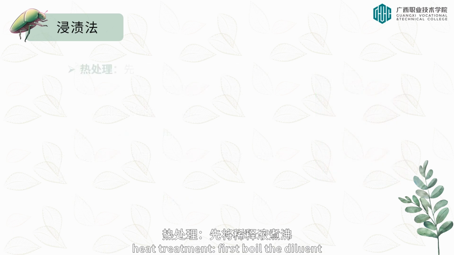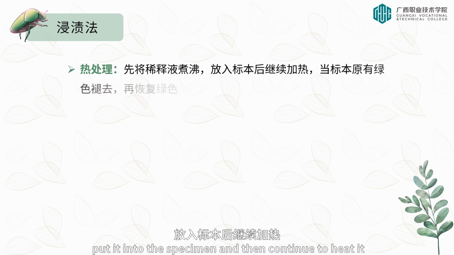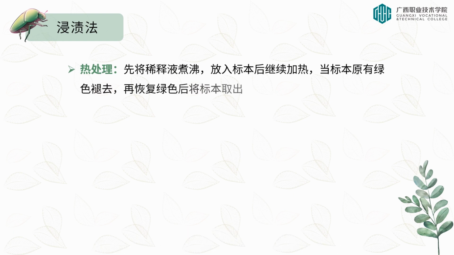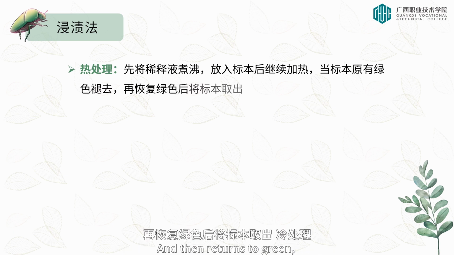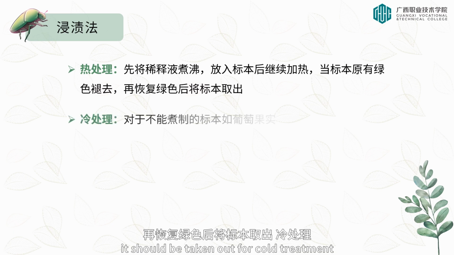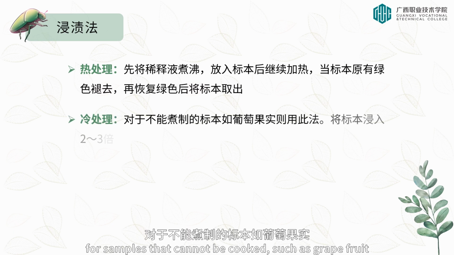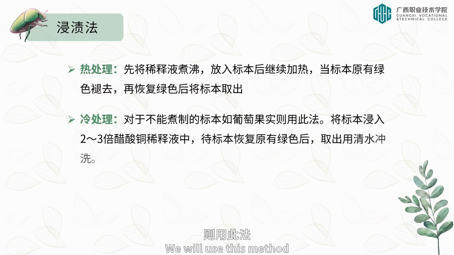Heat treatment: first boil the diluent, put into the specimen and then continue to heat it. When the original green of the specimen fades and then returns to green, it should be taken out for cold treatment. For samples that cannot be cooked, such as grapefruit, we will use this method.